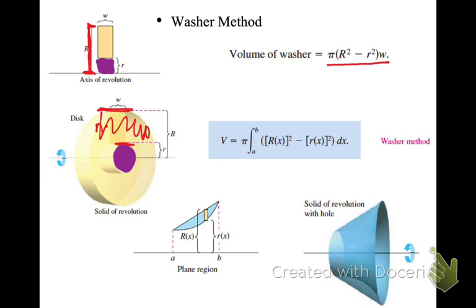Okay. So in our picture down here, our capital R is the distance from the axis of revolution to the top. And the width is obviously the width. So what we have then is the washer method volume right here.